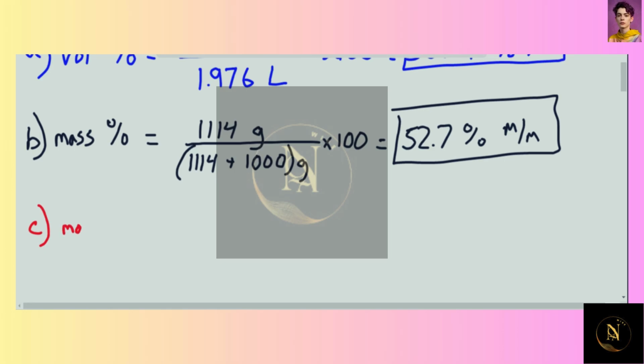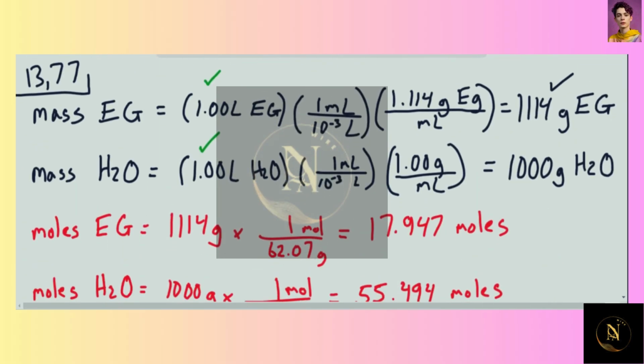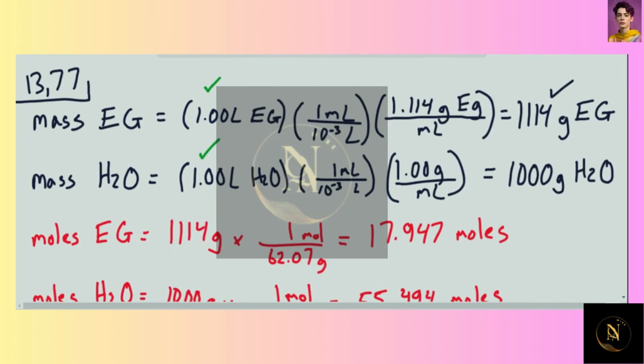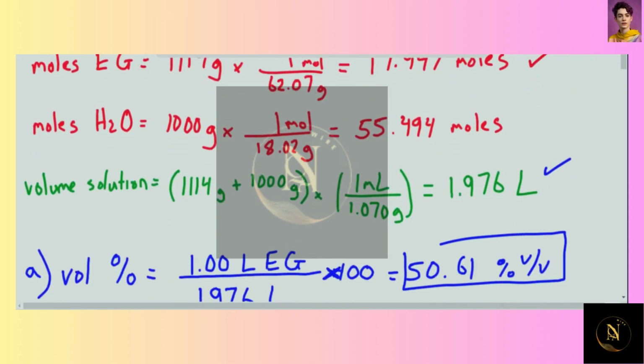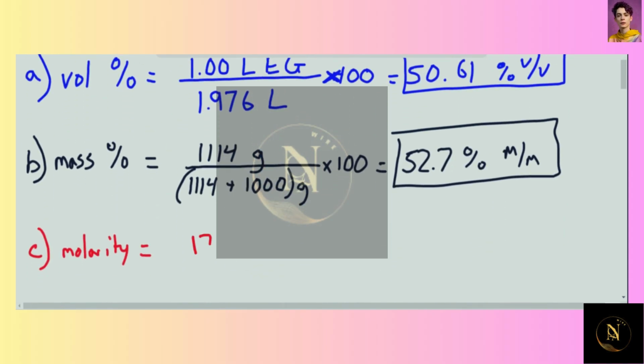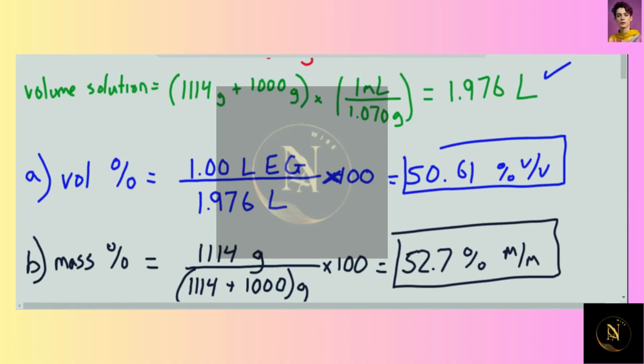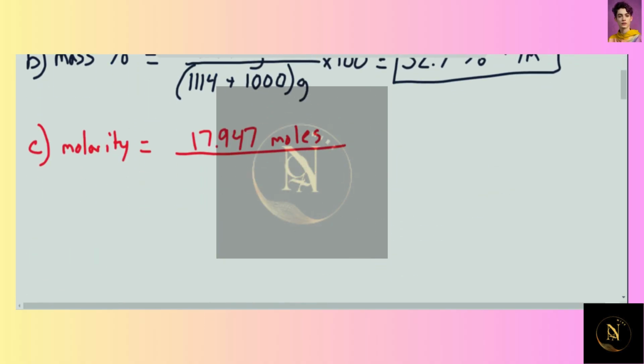In part C, we have to calculate molarity. So we need moles of our solute, which is ethylene glycol, 17.947 moles, and then we divide by our volume of solution, which is 1.976 liters. And we get a value of 9.08 molarity.